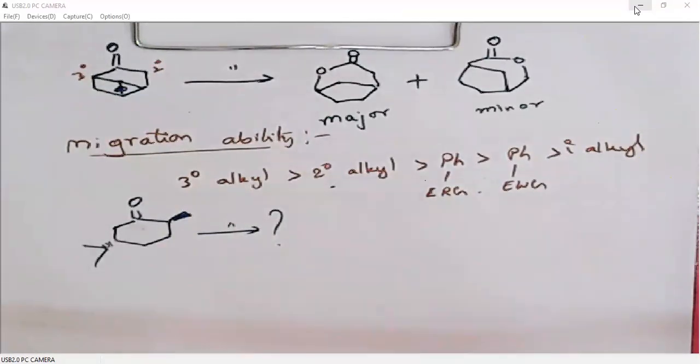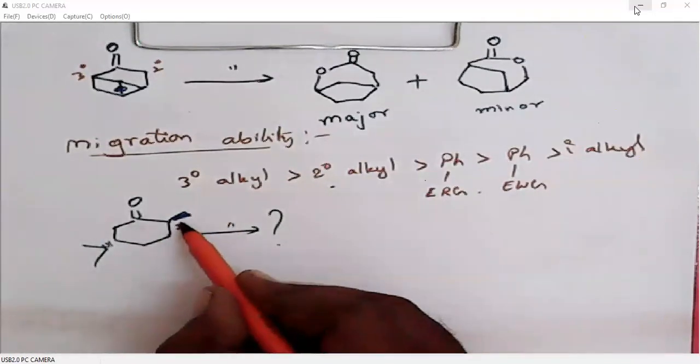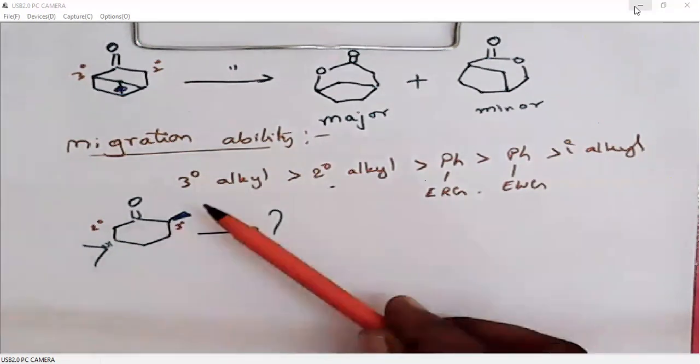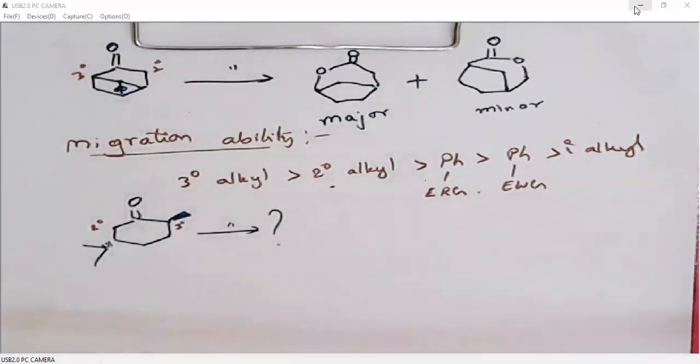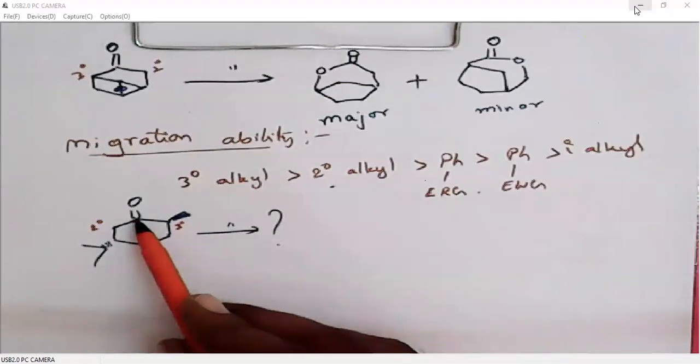What is the product for this Baeyer-Villiger oxidation? Predicting the products in Baeyer-Villiger oxidation is very easy. Why? Because first we need to differentiate the two carbons. This is a tertiary carbon, this is a secondary carbon. According to our migration ability, tertiary alkyl group migrates faster than secondary. So this carbon will migrate. That means oxygen will come between this carbonyl carbon and this carbon.